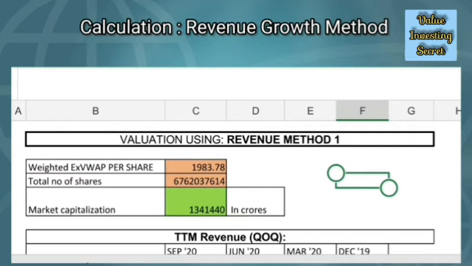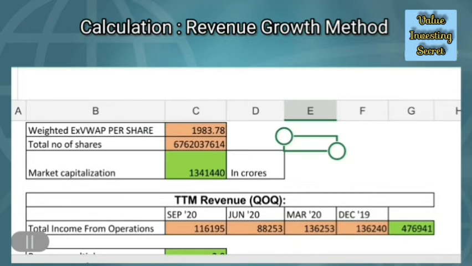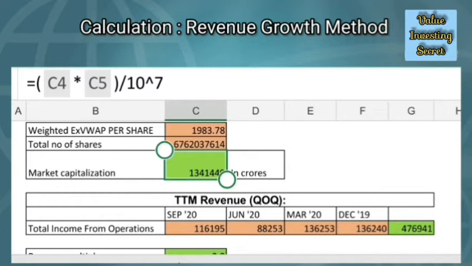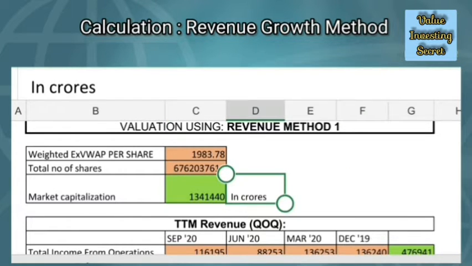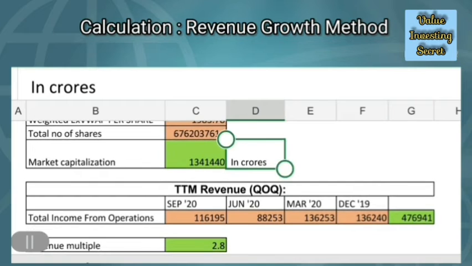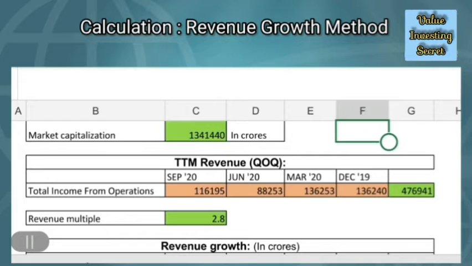After calculating the XVWAP, we need to know the total number of shares of Reliance Industries. These data can be obtained from the BSE website. So this is the total number of shares of Reliance Industries. With this we can calculate the total market capitalization. This is the formula for calculating the market cap: total number of shares multiplied by VWAP, whole divided by 10 raised to 7. That will be the value in crores.